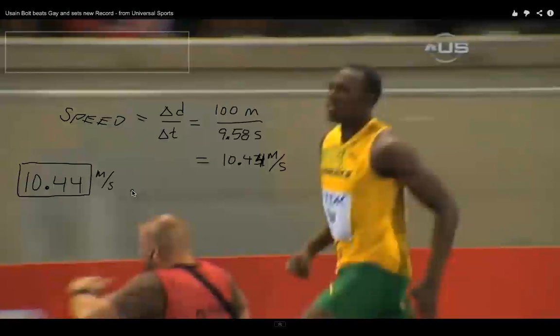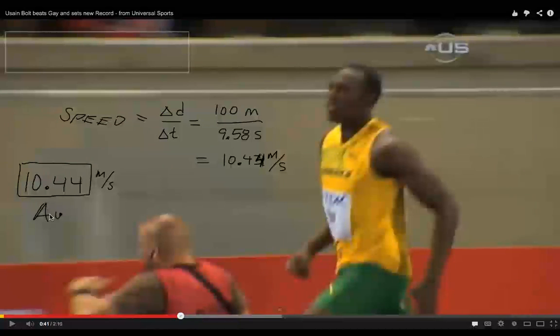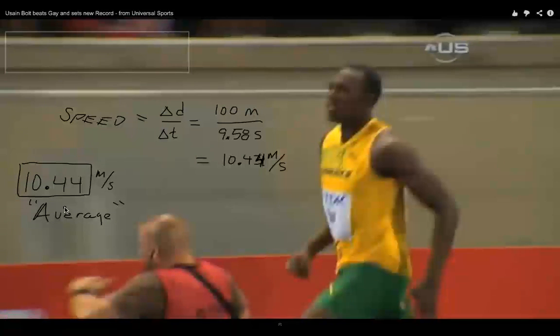Someone's saying average. Is this like adding all your test scores together and dividing by the number of test scores? No, it's not. What does this mean? Average speed or average rate of change? If you calculate the amount of time it took him to run the 100 meters, if you separate that out evenly into the time that he ran it, then you would get 10.44. So what are you talking about when you say that?